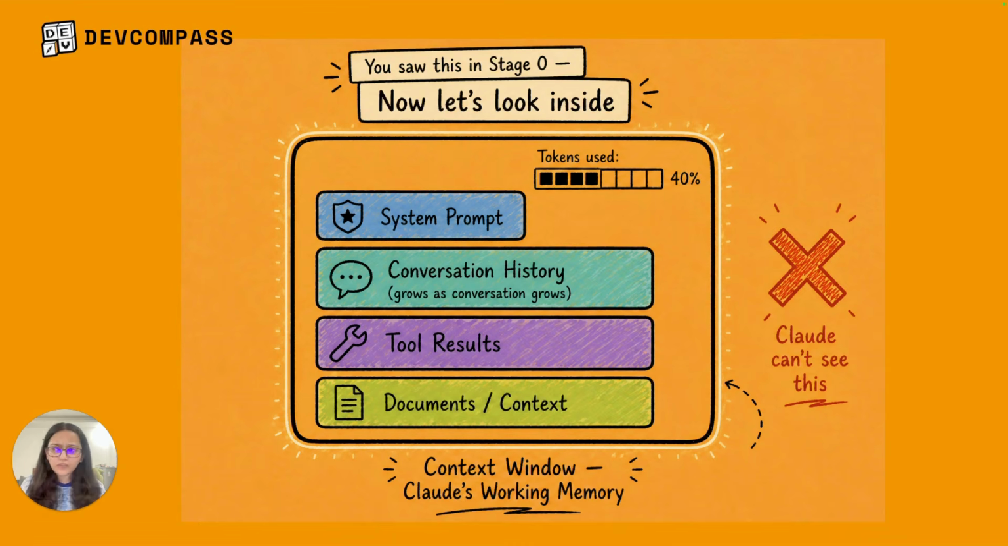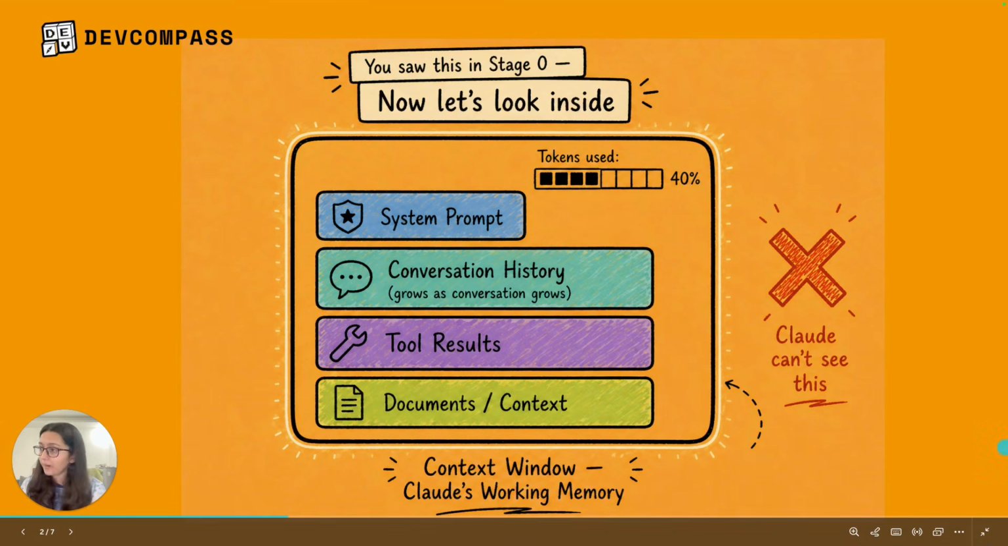Let's take a rough intuition of tokens. Around 750 words equals about 1000 tokens. Claude Sonnet's context window is around 200,000 tokens. That sounds like a lot, and it is until you're running a long agentic session. And let's look at what actually fills it up. Slides.